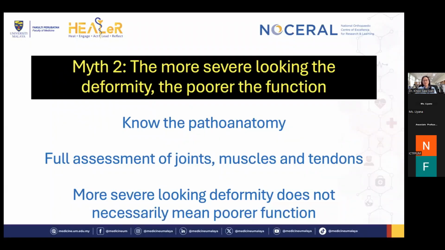So the more severe looking the deformity does not necessarily mean the poorer the function. We must first know the pathoanatomy, and we must assess the joints, muscles, and tendons, and we must also tell the parents about this.